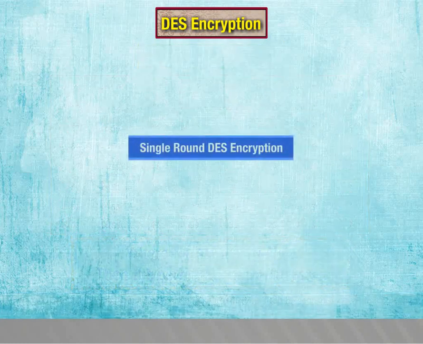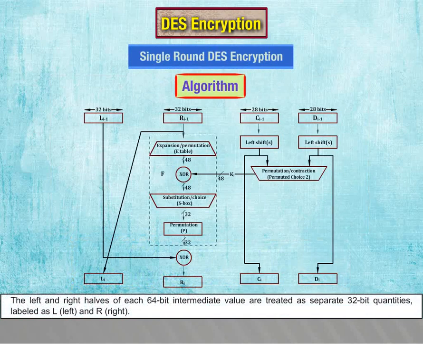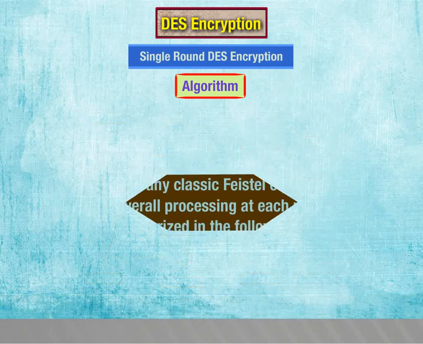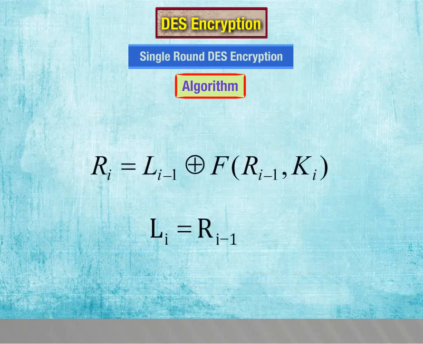Single round DES encryption algorithm. The left and right halves of each 64-bit intermediate value are treated as separate 32-bit quantities labeled L (left) and R (right). As in any classic Feistel cipher, the overall processing at each round can be summarized in the following formulas. Ri is equal to Li-1 XOR f of Ri-1, Ki. Li is equal to Ri-1.